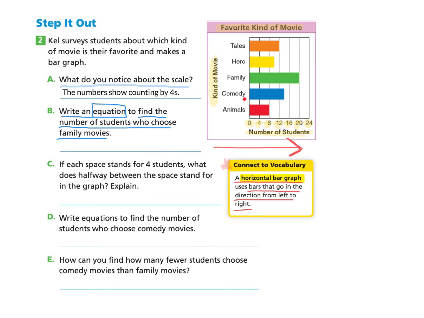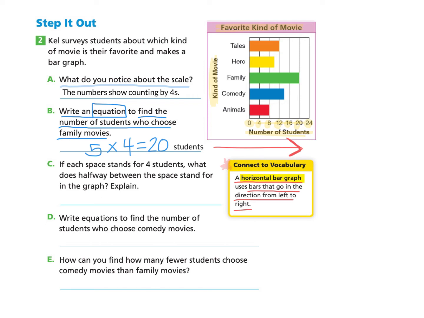So we see that if family starts here at 0, it goes 1, 2, 3, 4, 5 through 5 scales, and each scale is 4 students. So we can use this information to help write our equation. We saw that it went 5 scales, and each scale is 4 students, and that gives us the answer of 20. So the amount of students that chose family movies is 20 students.